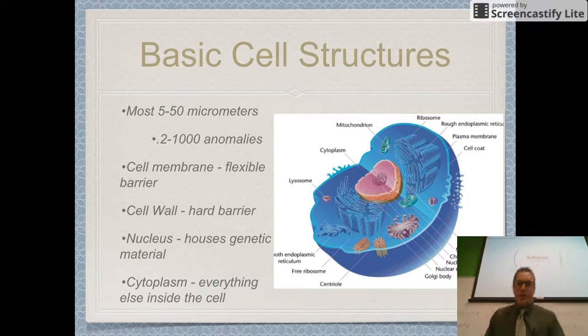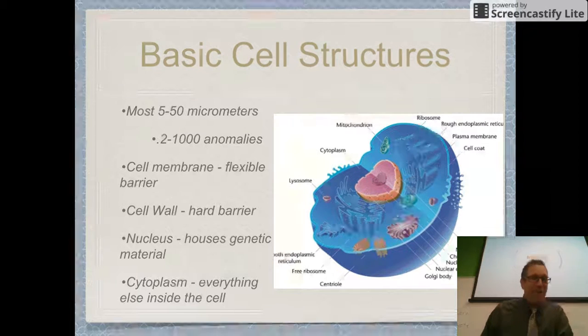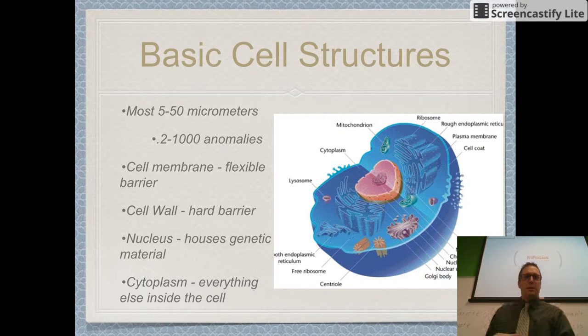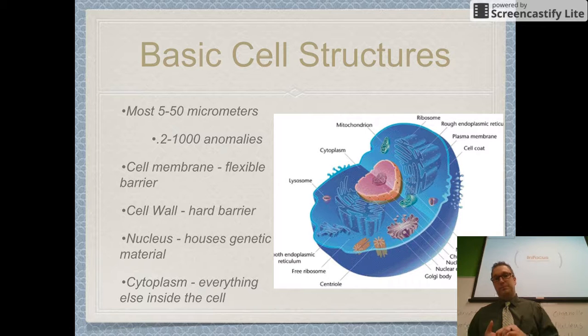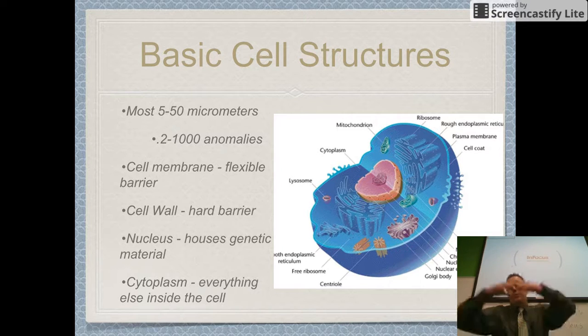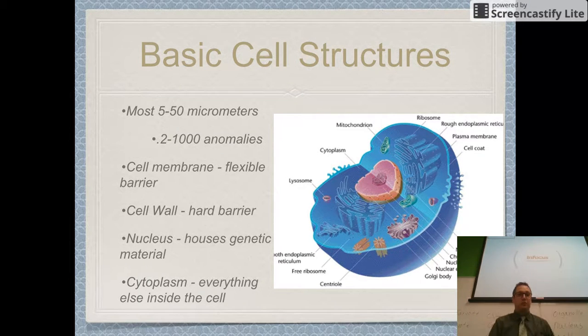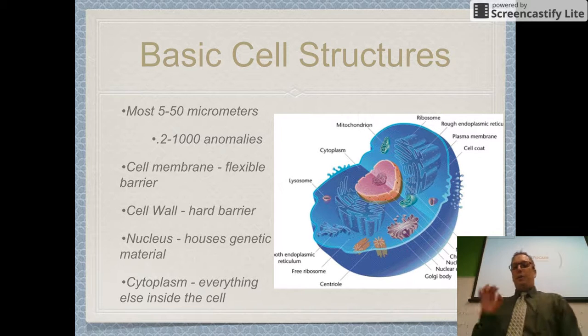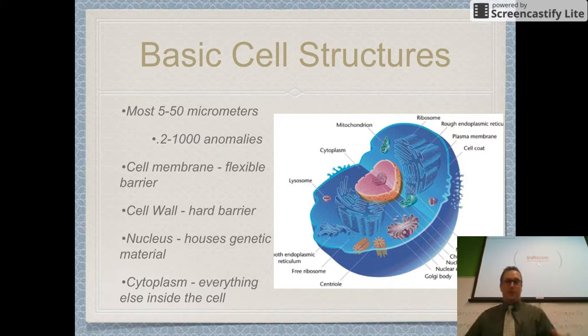They're tiny. Most cells are between 5 and 50 micrometers. If you remember, 10 to the negative 9 is nano. 10 to the negative 6 is a micrometer. And a micrometer is 1,000 times smaller than a millimeter. So they're really, really tiny. There are some anomalies. There are some that are as small as 0.2 micrometers, some that are 1,000 micrometers. There's an amoeba that you can actually see with your naked eye, but they're few and far between, the cells that are outside that range.